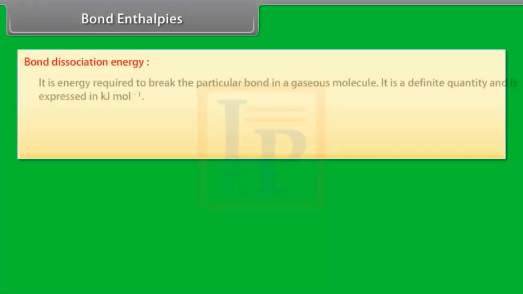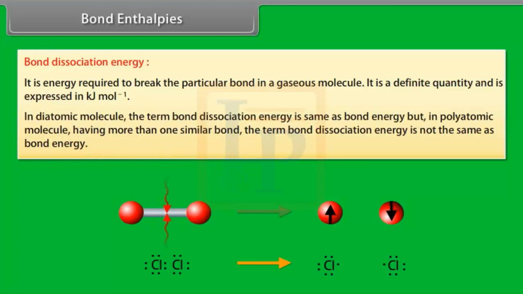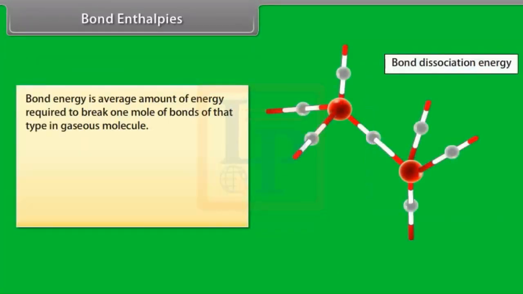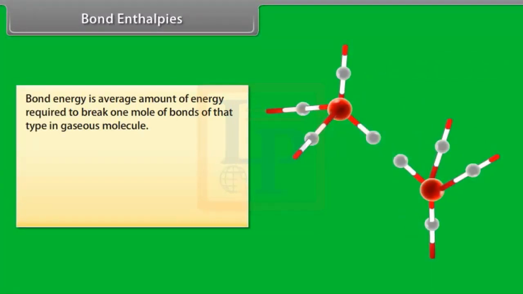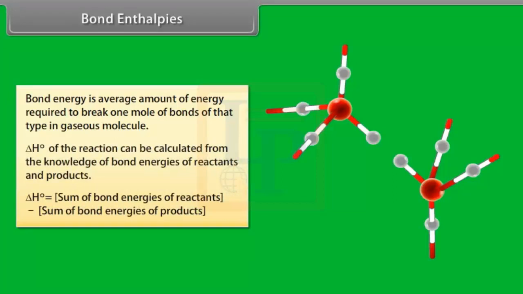Bond enthalpies. Bond dissociation energy is defined as the energy required to break the particular bond in a gaseous molecule. It is a definite quantity and is expressed in kilojoule per mole. In diatomic molecules, the term bond dissociation energy is the same as bond energy, but in polyatomic molecules having more than one similar bond, the term bond dissociation energy is not the same as bond energy. Bond energy is the average amount of energy required to break 1 mole of bonds of that type in a gaseous molecule. Delta H naught of the reaction can be calculated from the knowledge of bond energies of reactants and products.